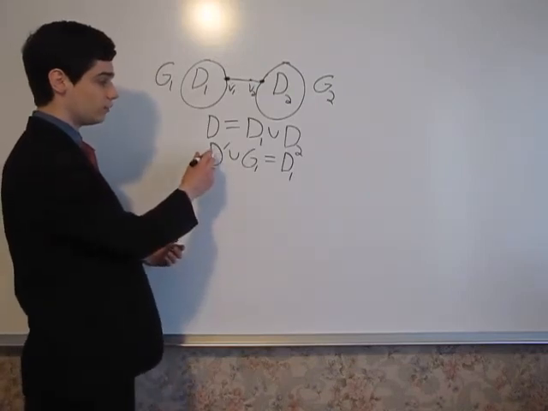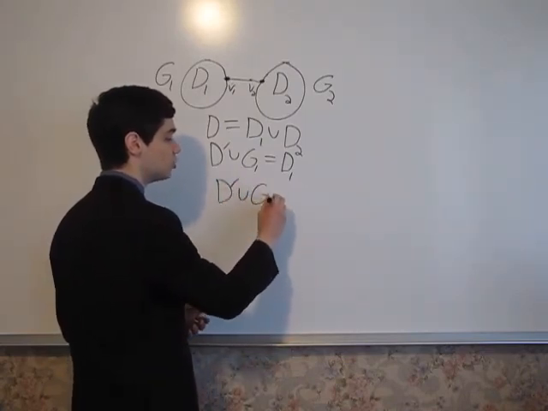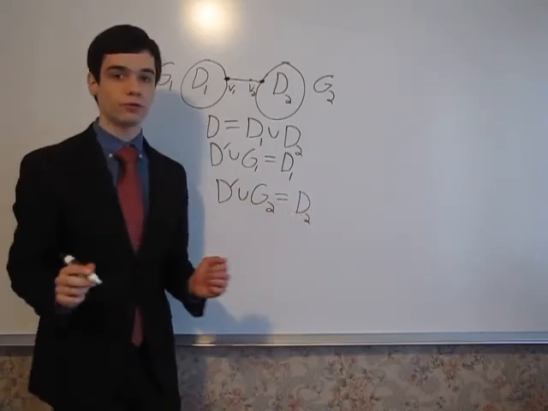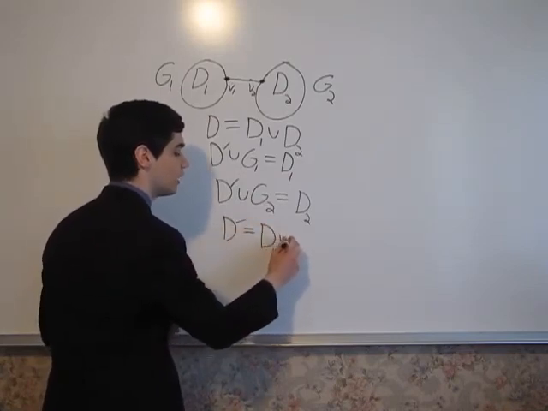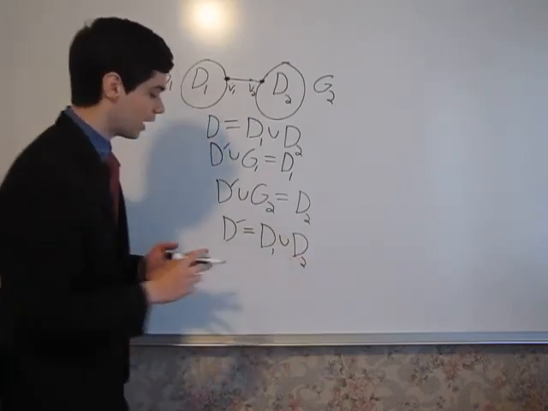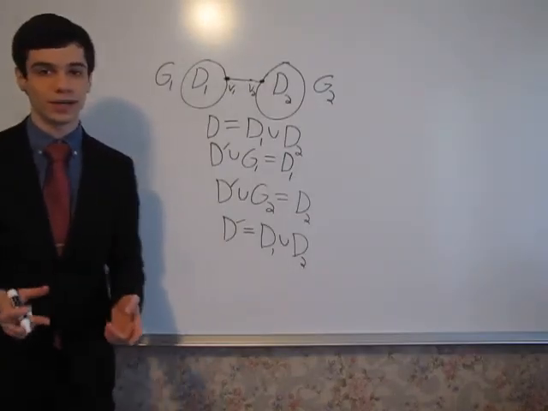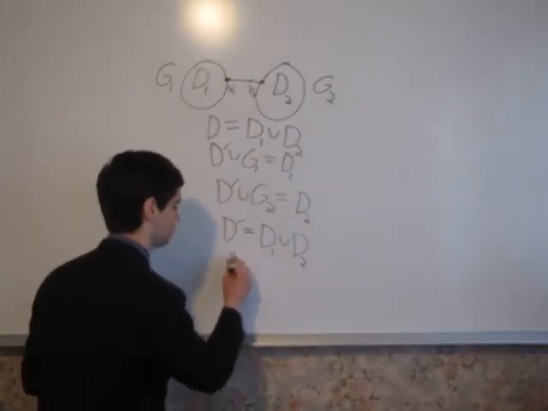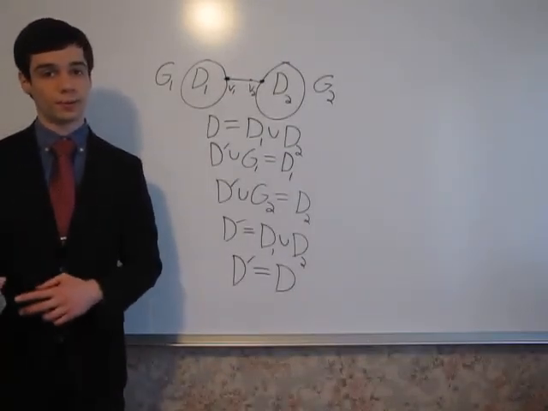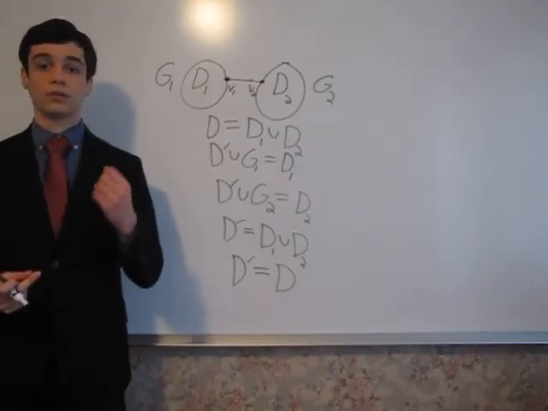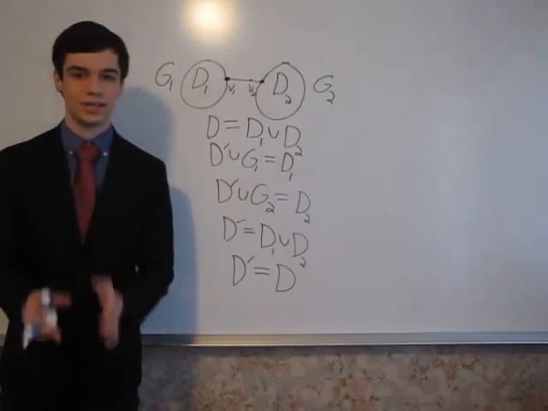Hence, not only is the union of D prime and G1 equal to D1, but the union of D prime and G2 is equal to D2, which furthermore means that D prime is the union of D1 and D2. However, that's just our original D. So D prime is not a different efficient dominating set, it's just equal to D. Contradiction. When we tried to make a different efficient dominating set, we just ended up making the same one. So cases 1, 2, 3, and 4 all lead to contradictions. Hence, not only is D an efficient dominating set, D is a unique efficient dominating set.